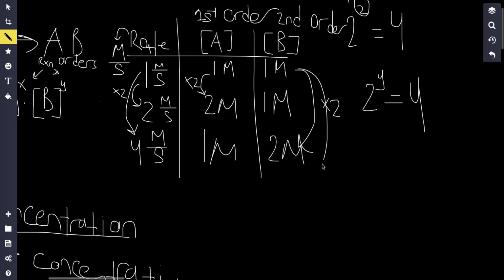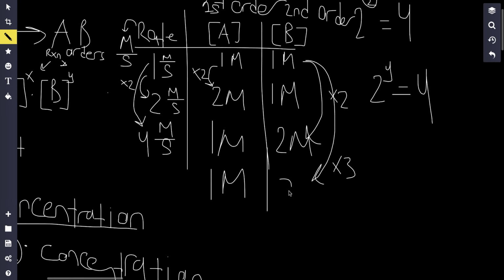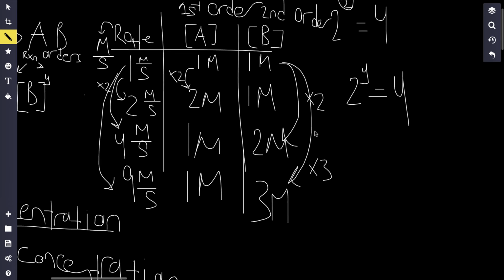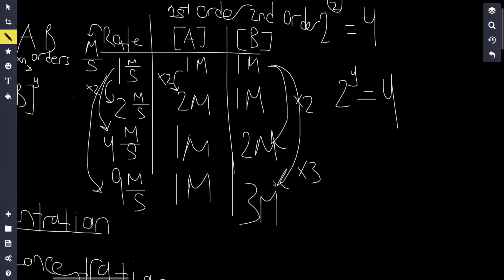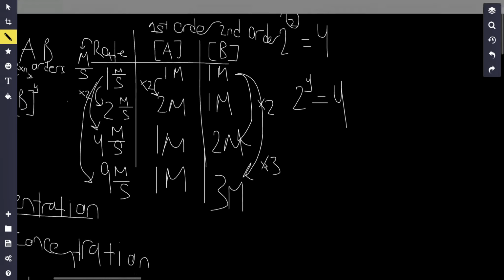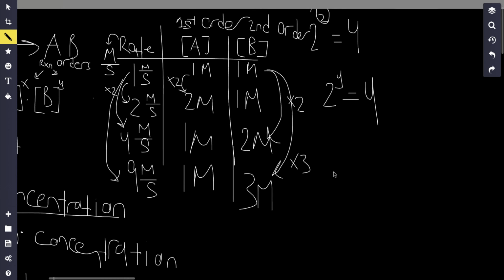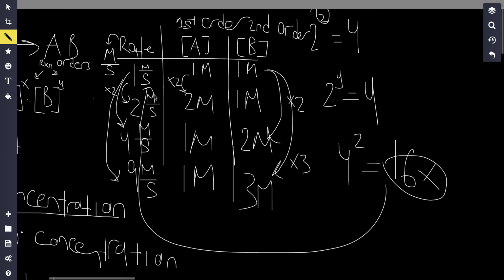If I were to, let's say, triple my concentration of B, keeping A constant, then my rate would be 9 molar per second. So it always follows this pattern, this kind of exponential growth. If you increase the concentration by 3 times, then the rate is just going to be 3 to the second power of what it was originally, and so on. If you increased it by 4 times, it would just be 4 to the second power, and that would be a 16 times increase from what you had originally.